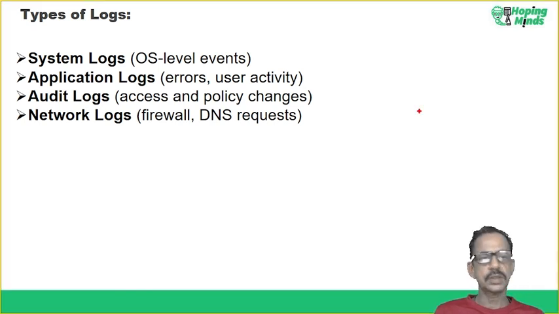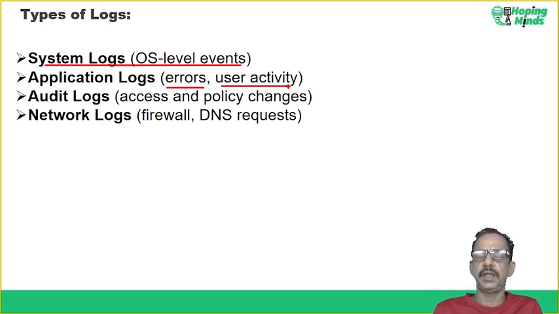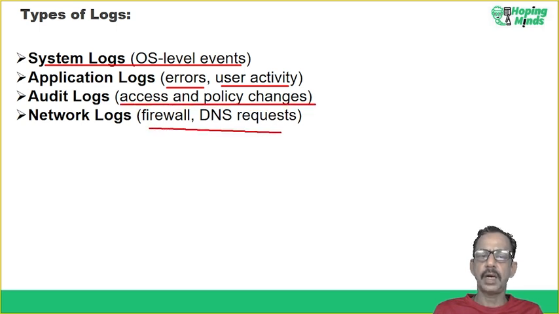That can be your system logs, meaning operating system level elements: what is happening at the operating system level. Then application logs for a specific application running there, with errors or user activity, such as what time the user logs in and logs out, or if someone tries to log in to the application the wrong way without proper authentication. Then audit logs for access and policy changes, and network logs for firewall and DNS requests.